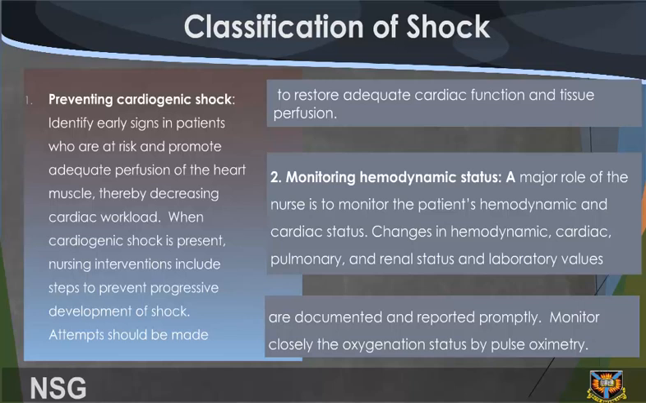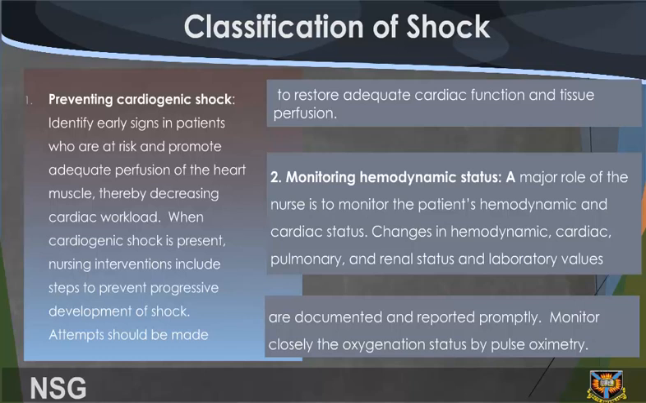1. Preventing cardiogenic shock. Identify early signs in patients who are at risk and promote adequate perfusion of the heart muscle, thereby decreasing cardiac workload. When cardiogenic shock is present, nursing interventions include steps to prevent progressive development of shock. Attempts should be made to restore adequate cardiac function and tissue perfusion.